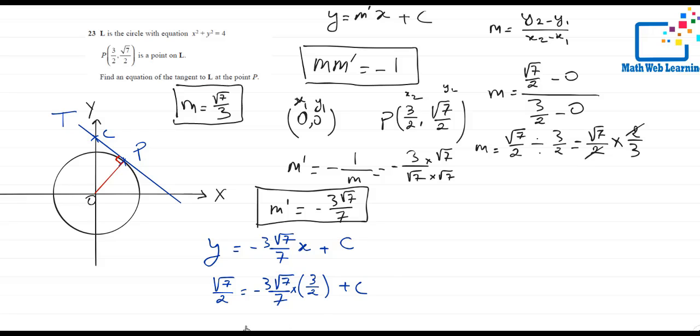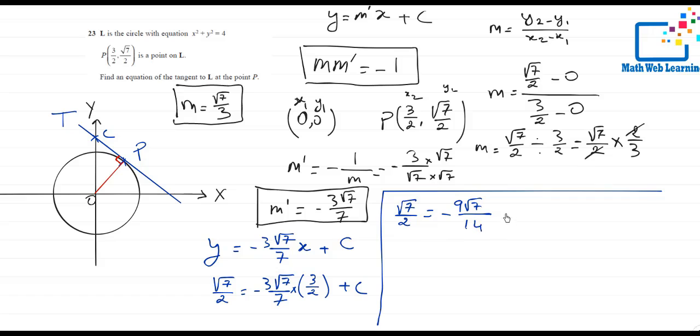So let's write it down. I'm going to jump here because I don't think I'm going to have room down here. So I'm going to draw a box. On the left-hand side, it hasn't changed yet. We've done nothing to it so far. We'll come to it in a minute. I'm just focused on this one. So it's minus 3 times 3 is 9, root 7, over 7 times 2 is 14, plus c.